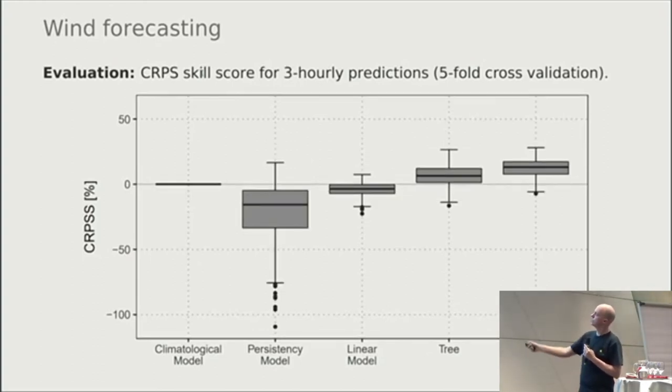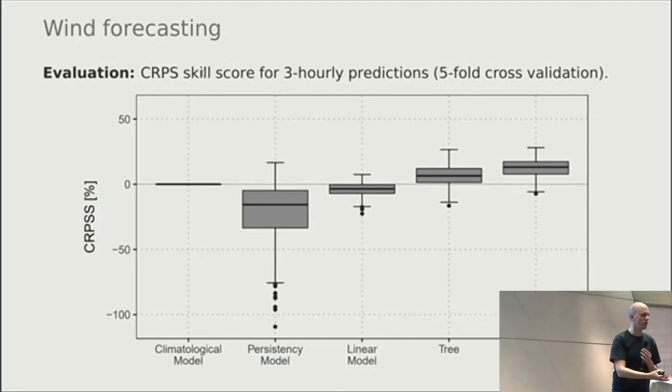And if we do the same thing for 3-hourly predictions, then the persistency suddenly drops. It's worse than the climatology now, but the tree is just better than the climatology, and the forest still quite a bit better. And this is exactly relevant for our project partner. For strategic planning, how they bring in the flights, they need this time horizon from 1 hour ahead up to 3 hours ahead. This is where they can use this.